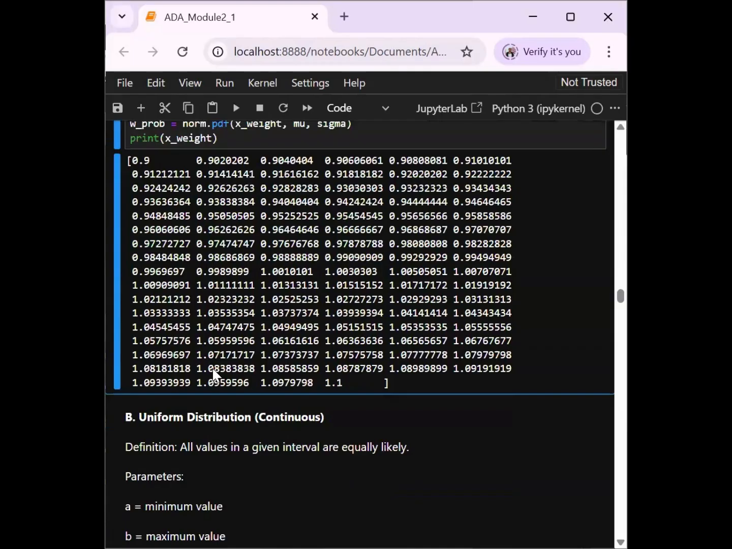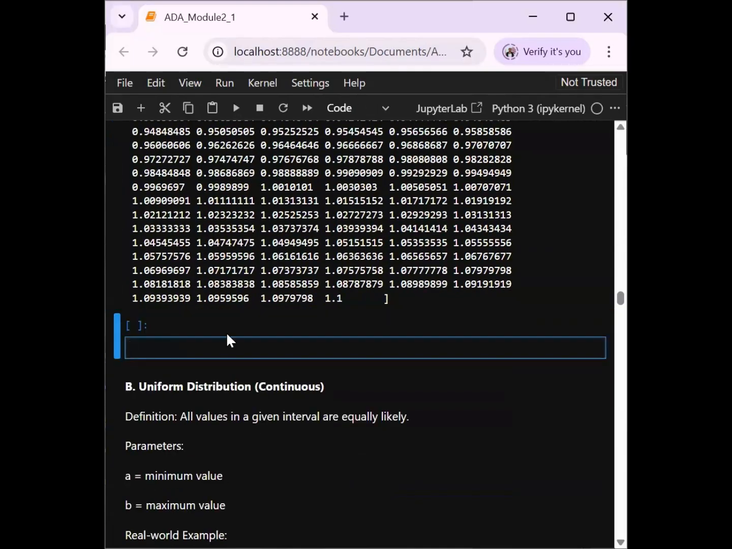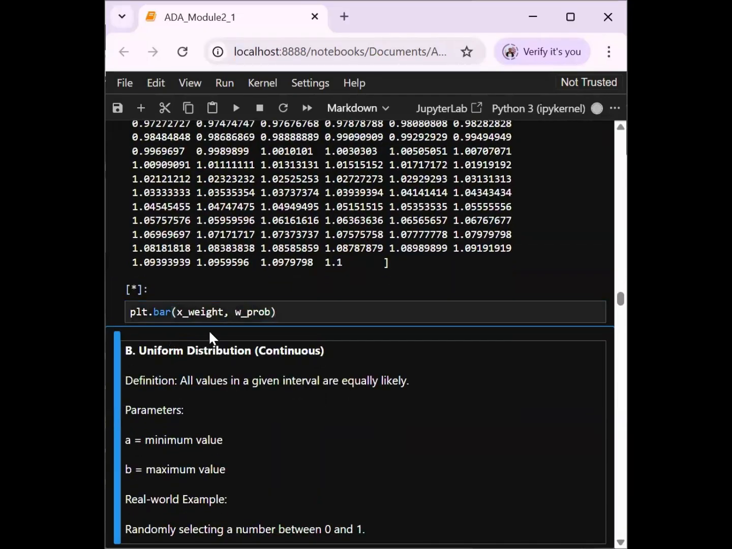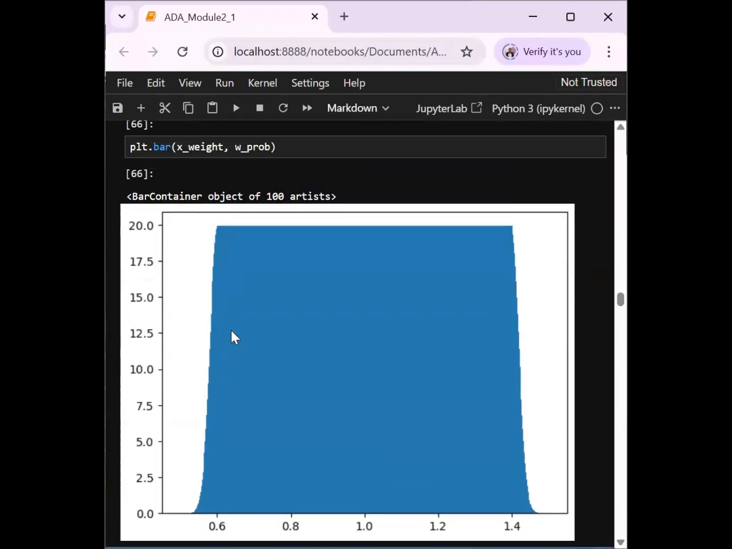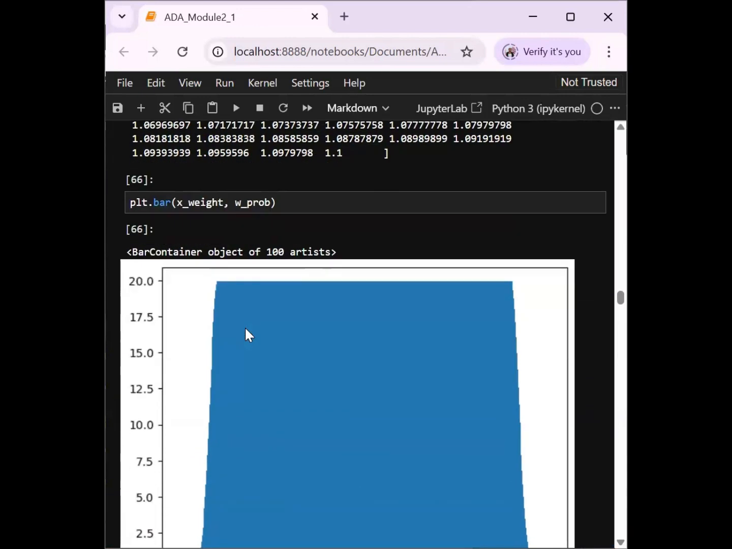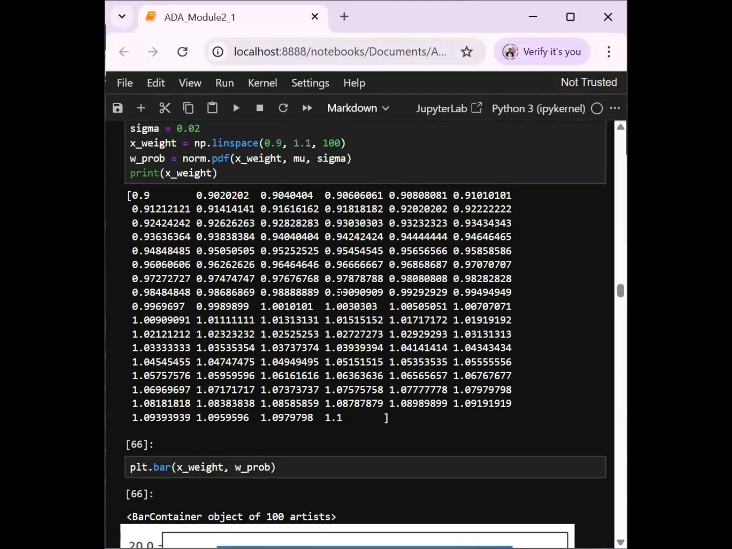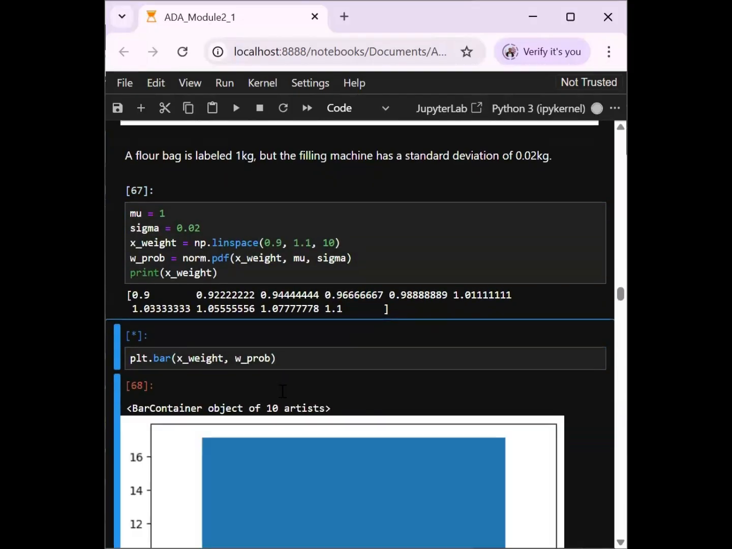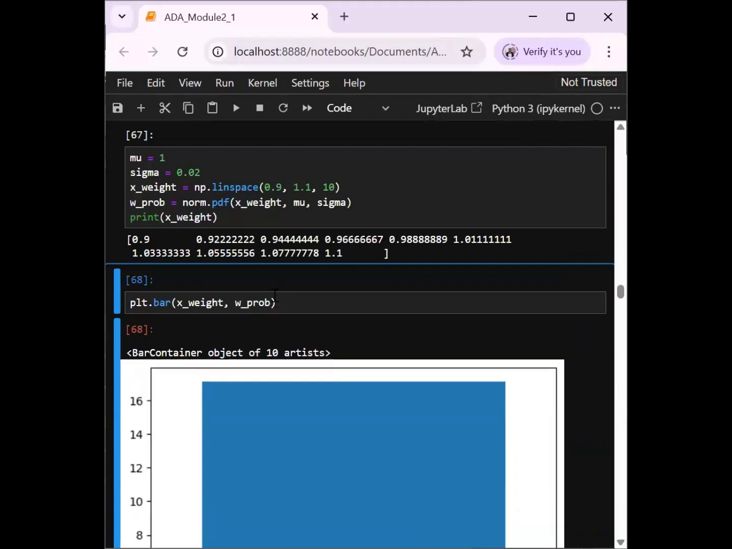In order to view this, we have our plt.bar, and we have the X weight, and what are we plotting against? W prob. Oh, interesting. Because they are little, let's make this 10. They'll still be very close to themselves. So let's use a bar plot so that we can put in bins.